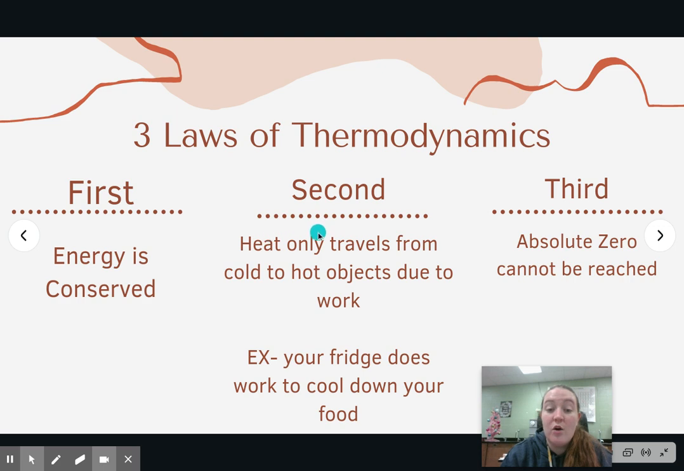Number 2, heat only travels from hot to cold objects due to work. This is how your fridge works. Your fridge does work, or it moves energy around to cool down your food. A fridge actually takes energy from your warm food, and that's how it cools it down. The last one is something called absolute zero. The 3rd law says absolute zero can never be reached.